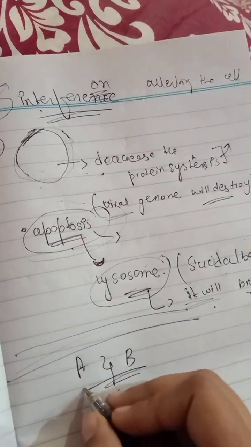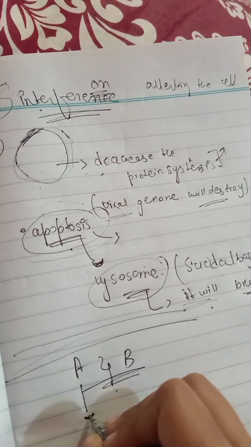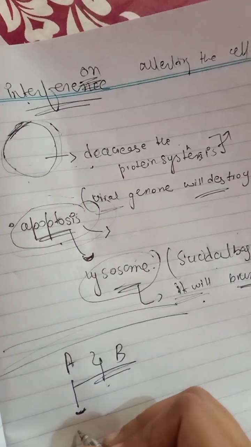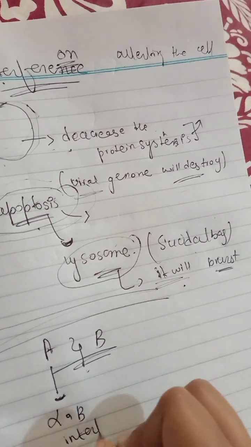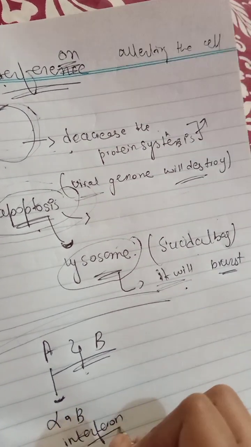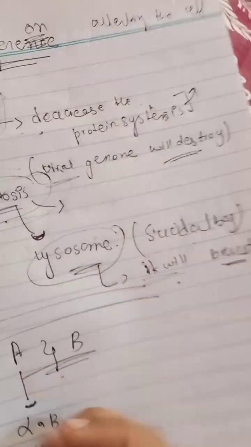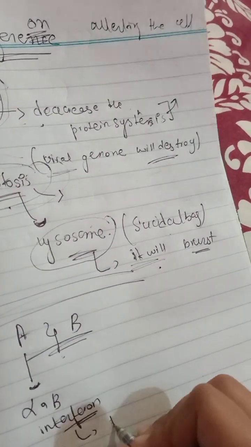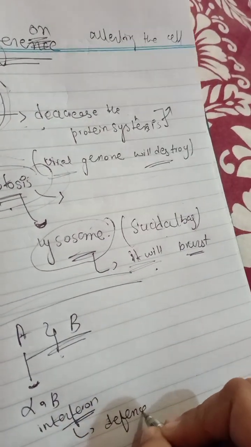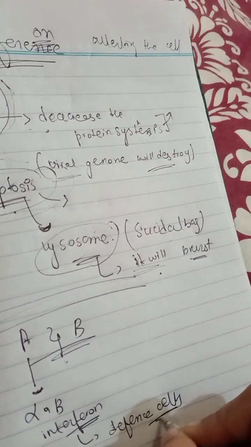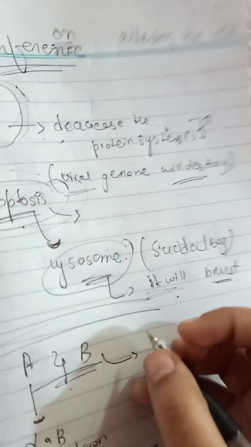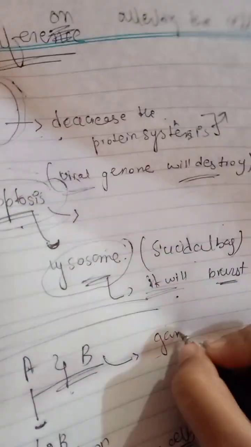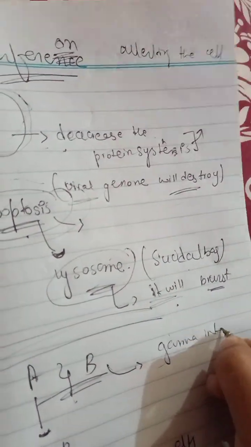If talking about A, we call it alpha and beta interferon. What are these? These are released by the defense cells in the immune system, and they work in killing the pathogen. And if we talk about the other type, we call it the gamma interferon.